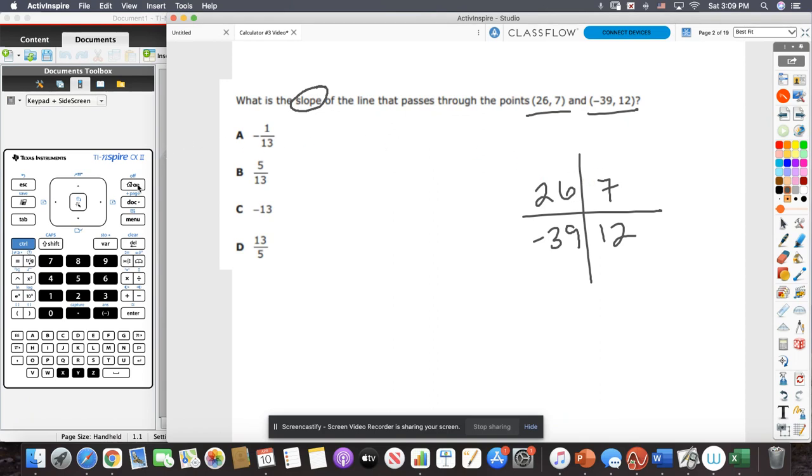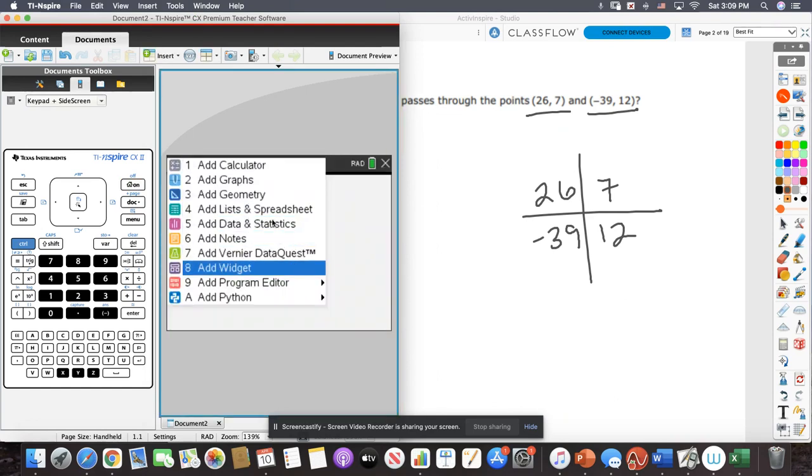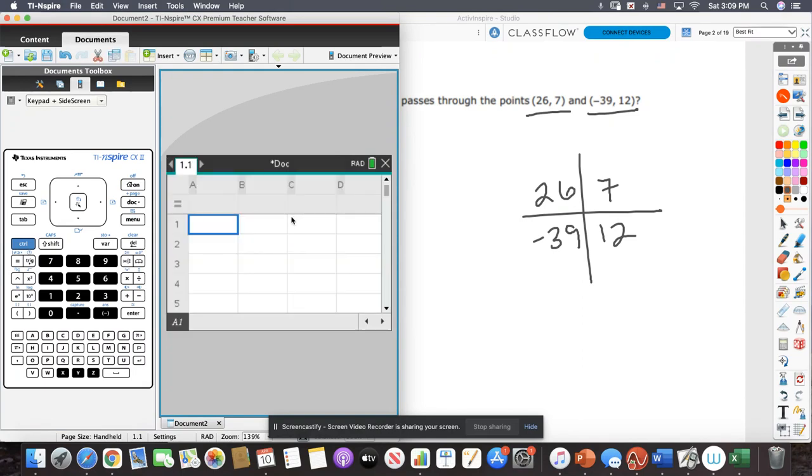So here's the new calculator skill. You're going to go to Home, New Document, Save Changes, No. This time we're going to add a list and spreadsheets. And then we're going to come up here to the top. And this is the part that most of you forget. And since you're not at school practicing, this is something we'll definitely have to practice the week before when y'all come in. But X and Y. So you need an X here and a Y.